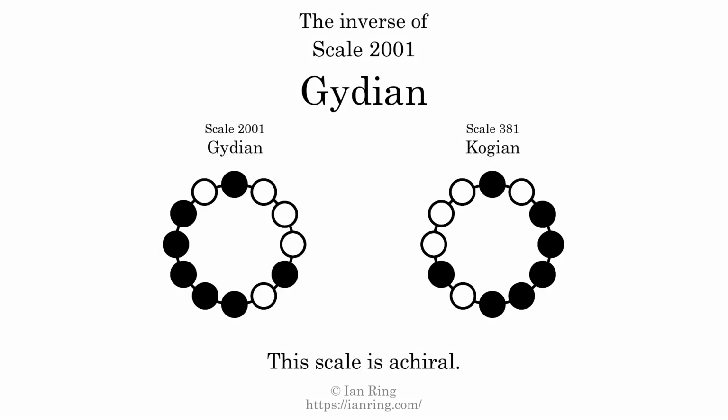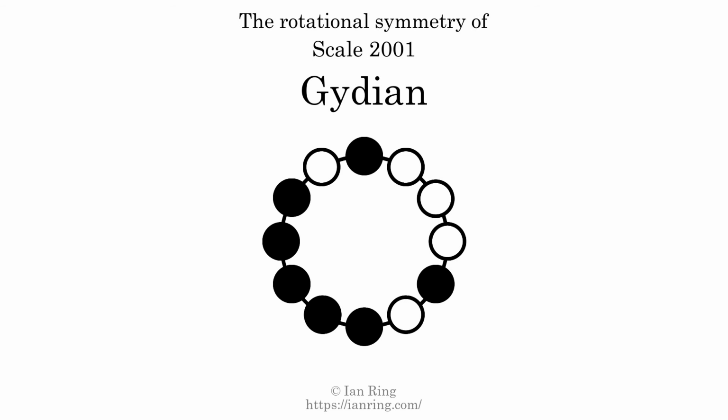The inverse of a scale is a mirror image. It is what you get when the sequence of intervals is reversed. The inverse of this scale is scale 381, also known as Gydian. This scale is achiral, since it can transform into its own reflection by a rotational transformation. This scale has no rotational symmetry.